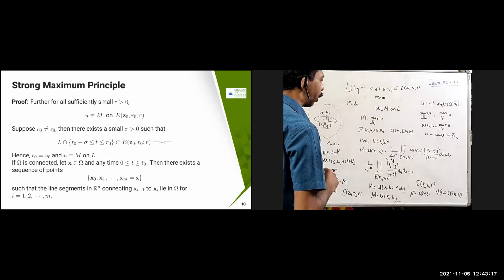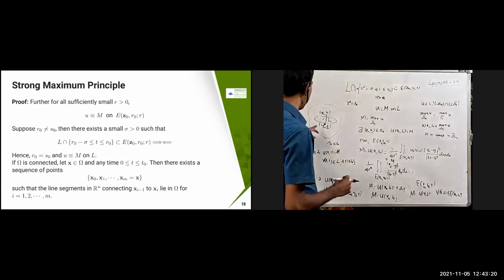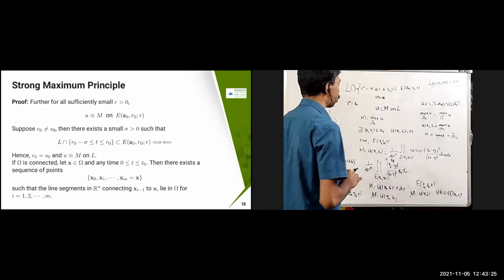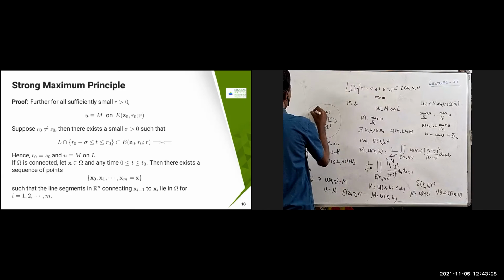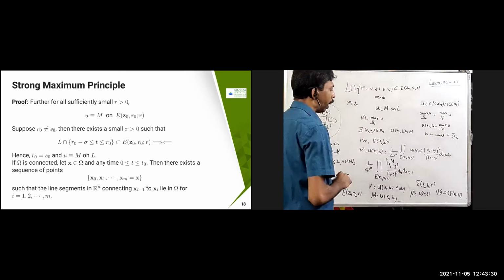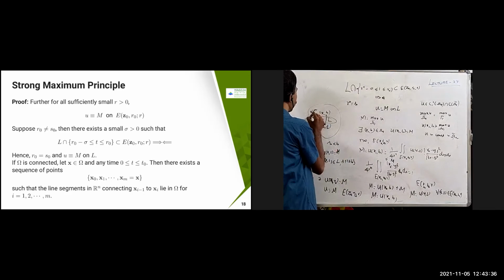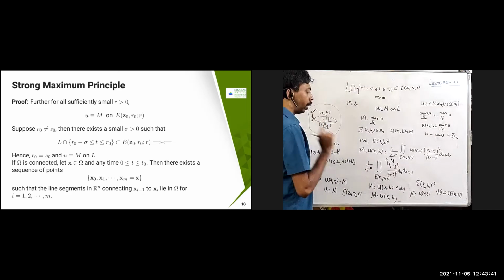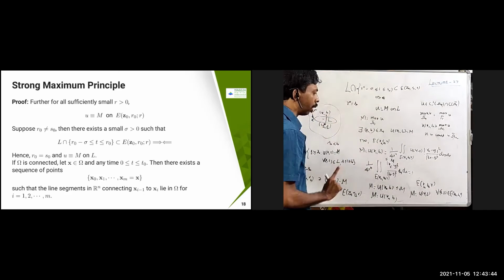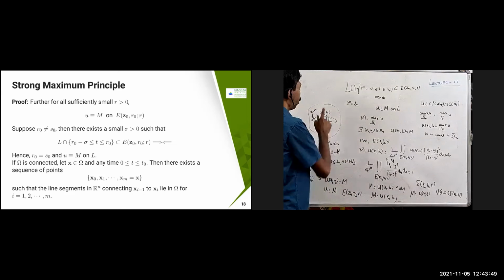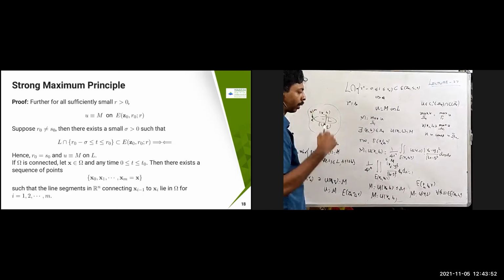Since omega is connected, you can take as many points as you want. Right now I have taken y0, so that I have connected. Suppose you take any x belonging to omega, and any time t with 0 less than t less than t0. You can find a sequence of points x0, x1, etc., and connect each of them. For each, I can construct a similar L: L0, L1, L2, etc. Then u is equal to M on L1, L2, etc.